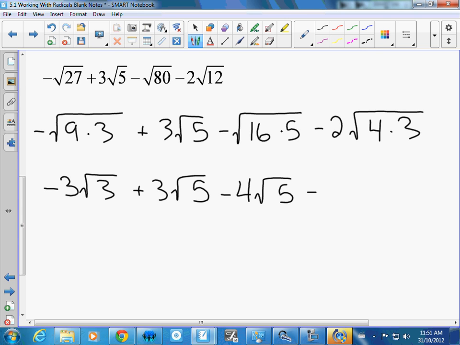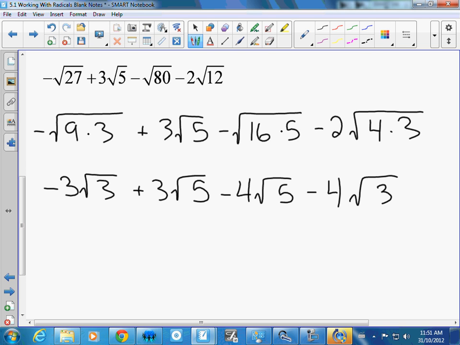Now careful on this one. What's the square root of 4? 2 times negative 2 is negative 4 root of 3. Do you think that's a common mistake, to forget to multiply that? Yeah, you've got to multiply your coefficients.